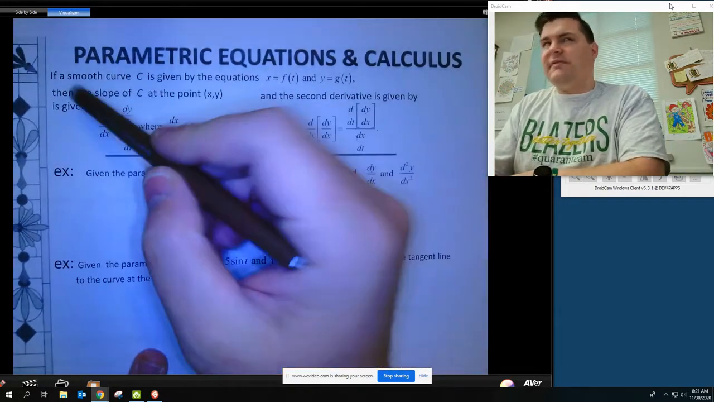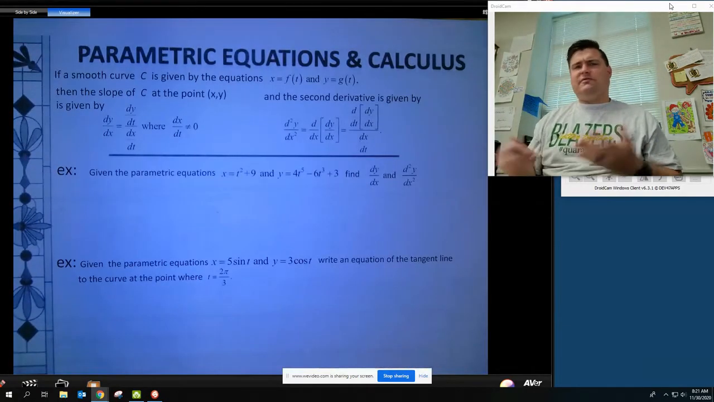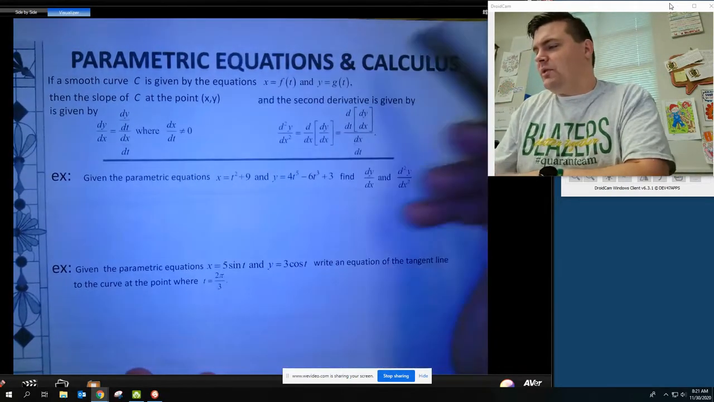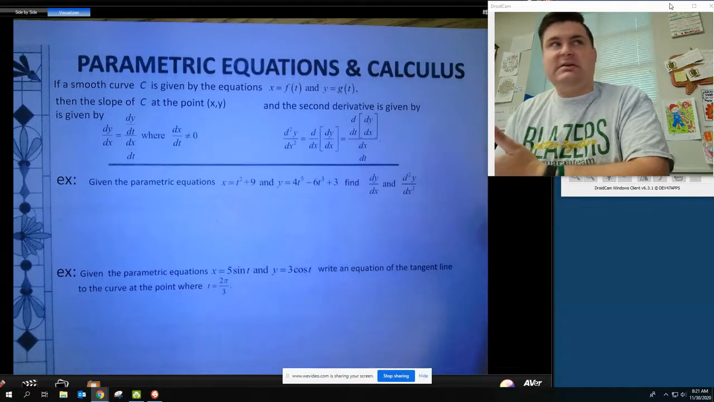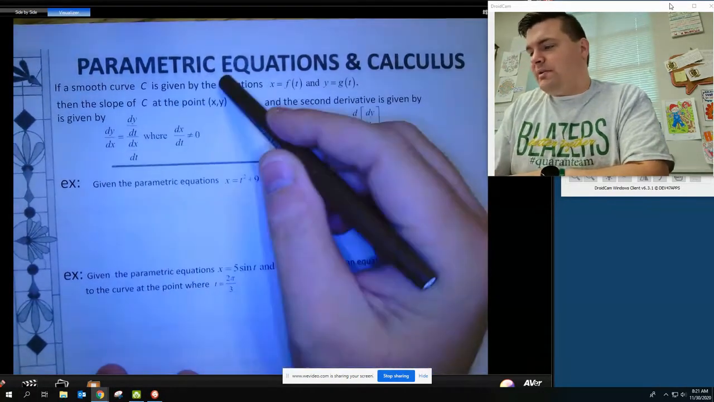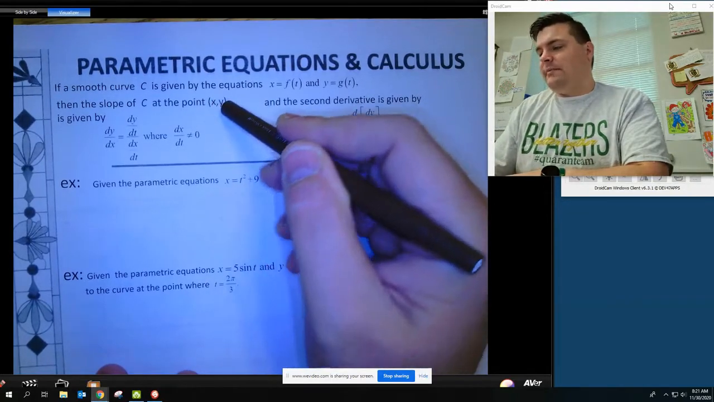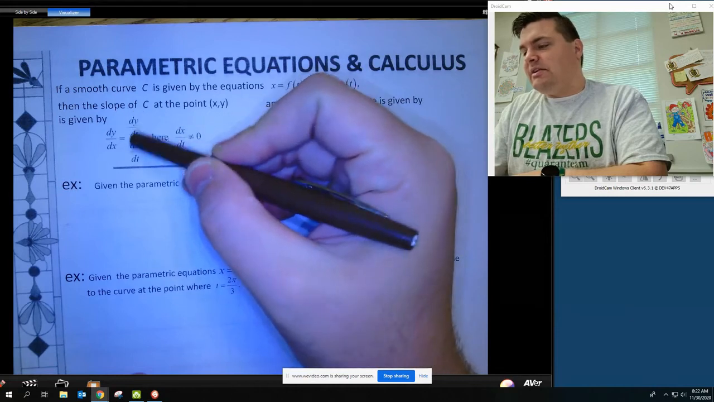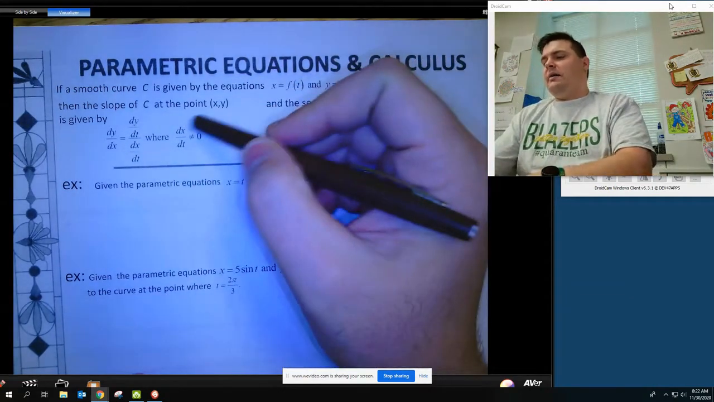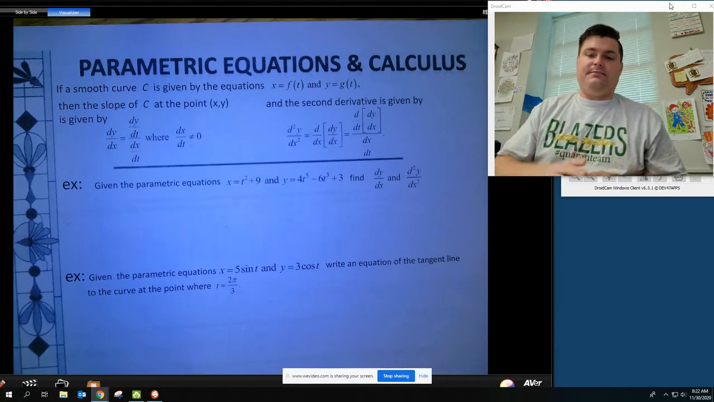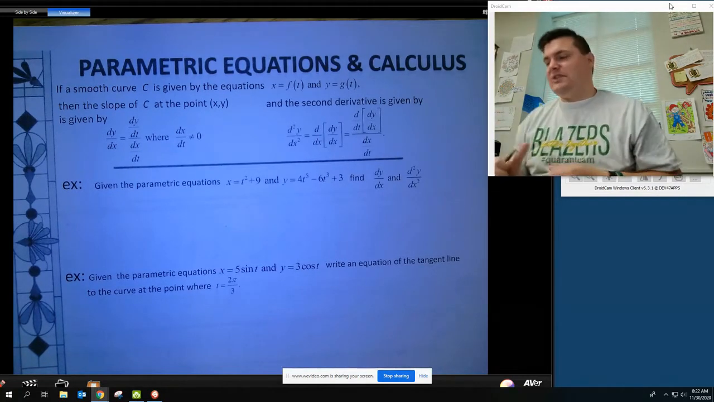So if you have a smooth curve, again, smooth curve really just means it's differentiable. It's all you need to worry about. Given by two different equations, an x equals and a y equals equation, both in terms of t. So don't get too tripped up on those f of t, g of t. And the slope at that point, x comma y, can be given by right here. So dy dx is the same thing as dy dt over dx dt, where dx dt cannot be 0. Because if dx dt is 0, then that's going to be a vertical tangent.